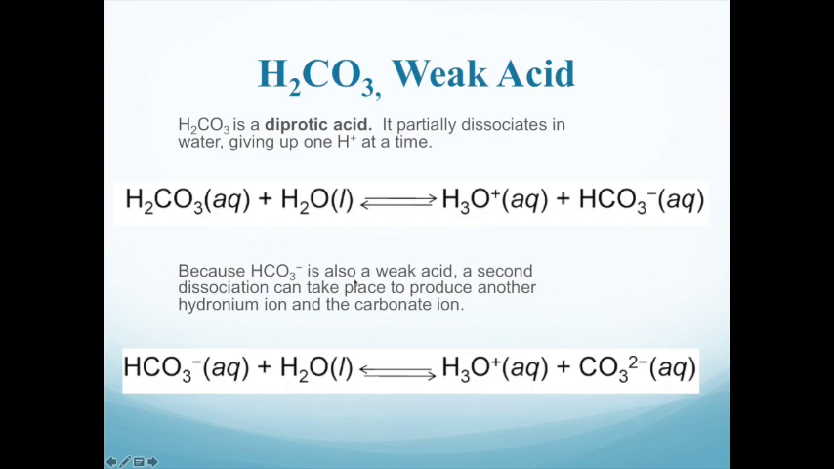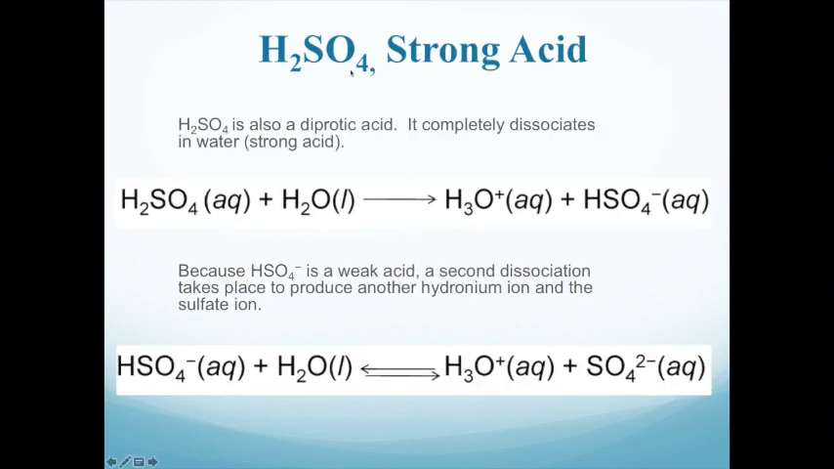However, HCO3- is also a weak acid, and it can undergo a second dissociation to produce another hydronium ion and the carbonate ion. And both of these processes will be in equilibrium at the same time. Now, the only diprotic strong acid is sulfuric acid. It completely dissociates in water to form H3O+ and HSO4-. Now, HSO4- is a weak acid, and it can undergo a second dissociation to produce another hydronium ion and the sulfate ion. And it will not necessarily do this to a large extent, but under certain conditions it can be driven to.